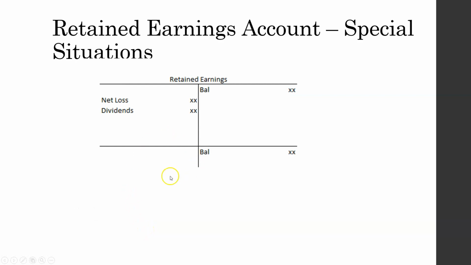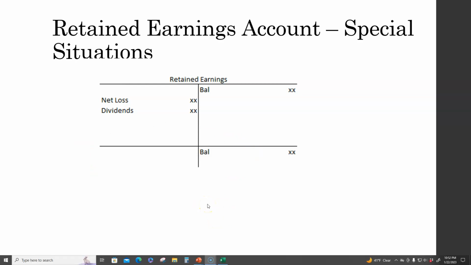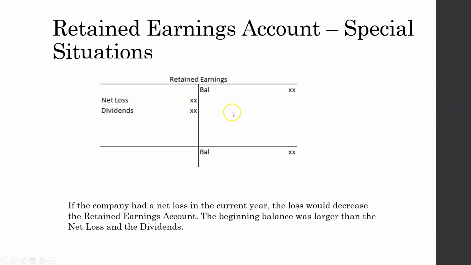Next, let's look at this scenario. You've got a beginning balance that's normal, so it's a credit balance. The company made a net loss during the year, so it decreased retained earnings. The company also paid dividends, so that also decreased retained earnings. And then they had an ending credit balance. Is that possible? Yes, it is. If the company had a net loss and dividends during the year, but that total of net loss and dividends was less than the beginning balance, then the ending balance would still be a positive balance, giving a normal credit balance for the ending balance.